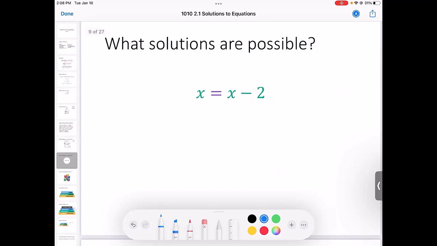So let's do another example. For this math statement, what would be the solutions that would be possible? Okay, why is it no solution?